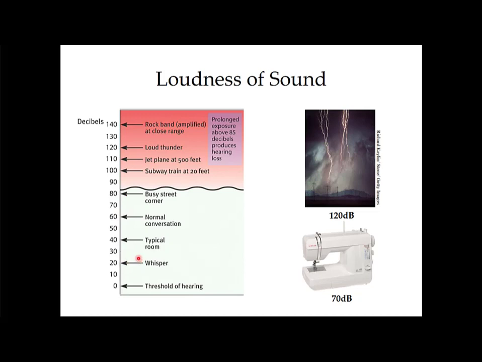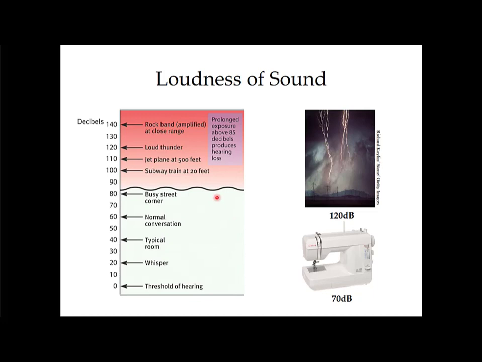Whispering to somebody is pretty quiet. That's about 20 decibels. We consider 0 to be the threshold of hearing. So anything below 0, obviously you wouldn't be able to hear. 0 means you can't hear it. So anything above that is stuff you can hear. A very busy street corner with lots of traffic and honking and engines and all that stuff is about 80. And the reason this little wavy line is here is because anything above that for an extended period of time can actually start to cause hearing loss.